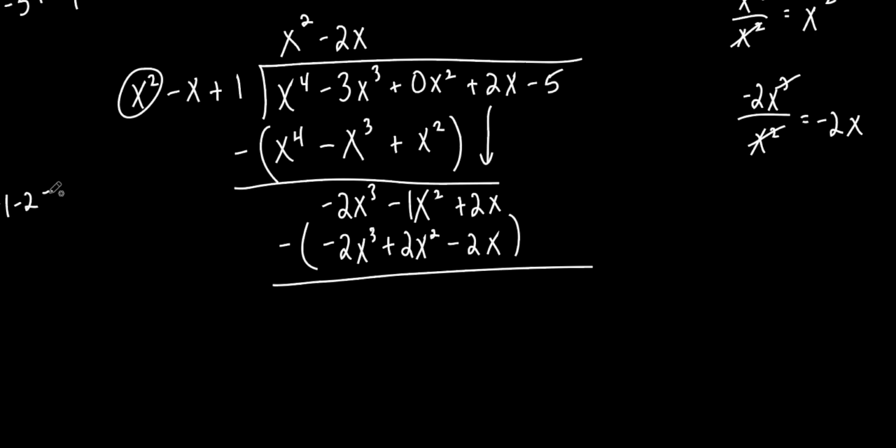Negative 3. That's negative 3. So what's negative 1x squared minus 2x squared? Negative 3x squared. What's this going to be? 2x minus a negative, which is plus. 2x plus 2x is, aha, we went over.